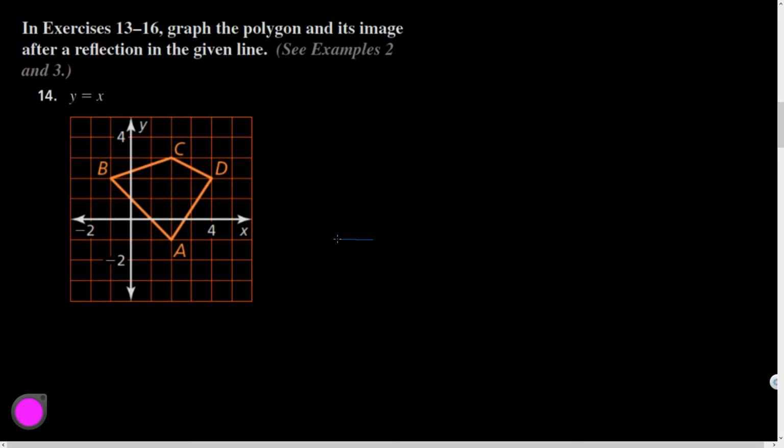All right, how about the line y equals x? What's that look like? Y-intercept is 0, slope is 1, so up 1 over 1, up 1 over 1. Like a 45-degree line there.